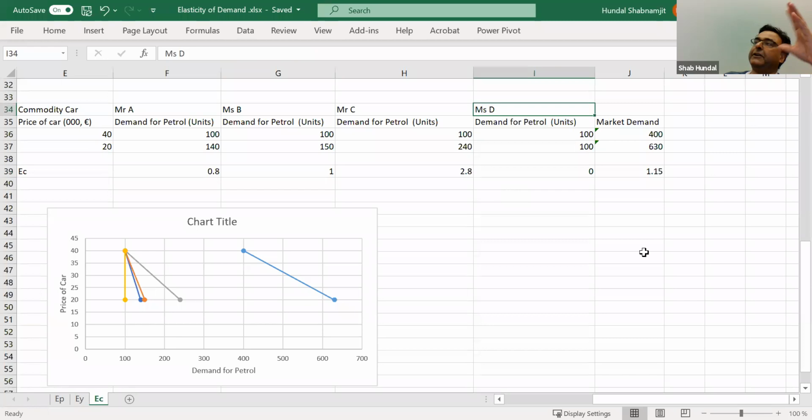So in the market, when you think from the seller's point of view, from the business's point of view, it's very essential for you to have an idea about it. You need to feel the pulse of the market. And elasticity of demand is a very good way to feel the pulse of the market.